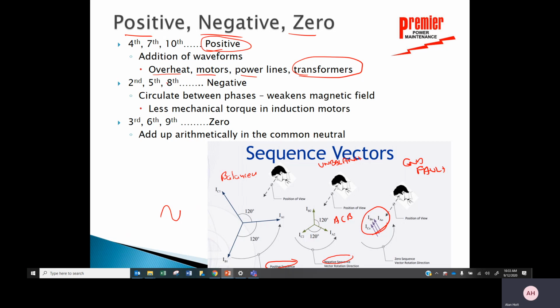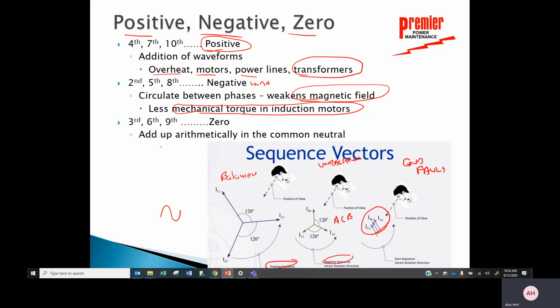For second, fifth, and eighth harmonics, that looks like an unbalanced situation. And so current is now flowing between phases because I have an unbalance. So if the current's flowing between phases and not going where it's supposed to be, then my magnetic field in a transformer or a motor would be less. And so I'll have less mechanical torque in my induction motors. So I might not be able to have as much torque. And if I'm trying to create the same amount of torque, then I'll have more slip, and I can create some additional heating inside there.